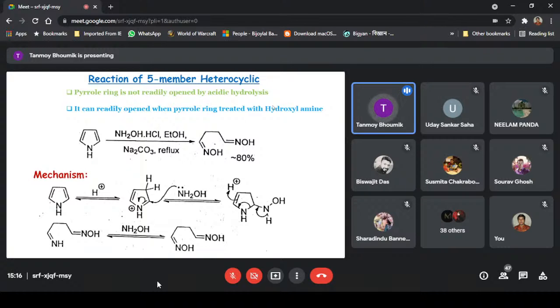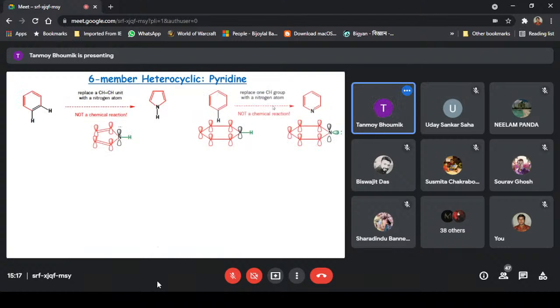So this ring opening is done with different types of substrate. First of all, this hydroxylamine in ethanol, under sodium carbonate, can react, and it can open up the pi bond.